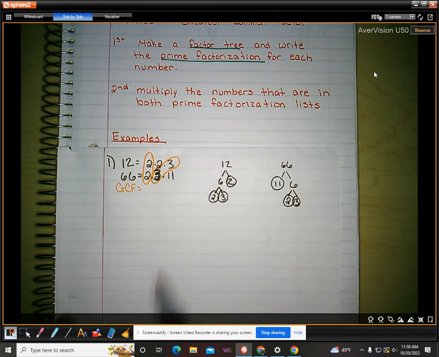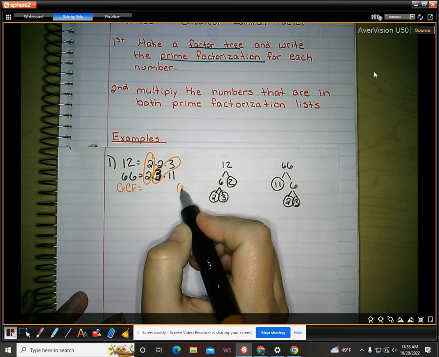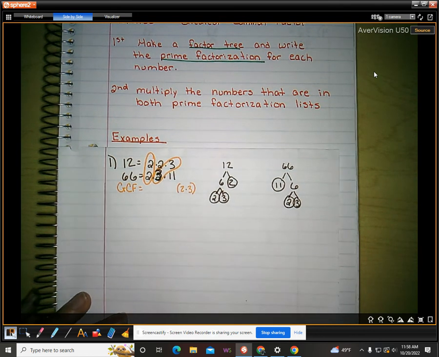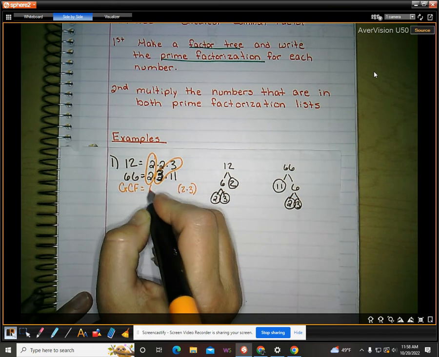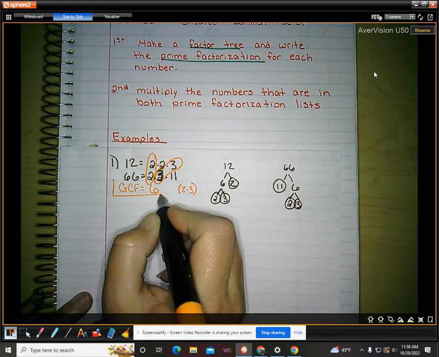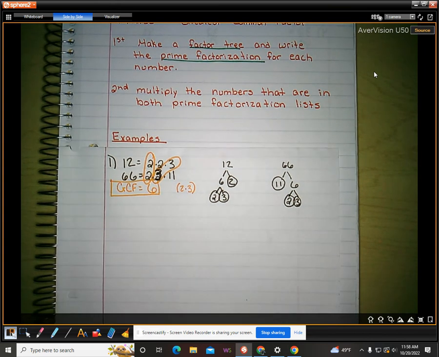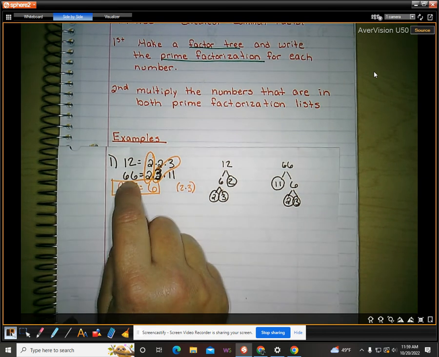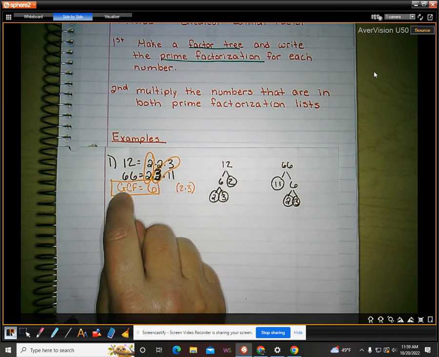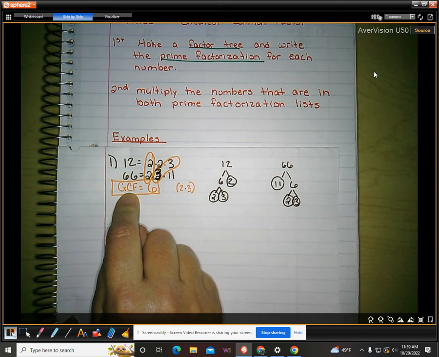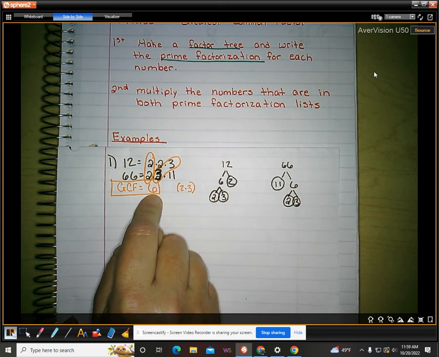So then our greatest common factor is just what we get when we multiply those two numbers together. So your greatest common factor would be 6. You got 2 in both lists, a 3 in both lists, and you multiply them together to get a greatest common factor of 6. Jordan? Of 12 and 66, the greatest common factor is 6.